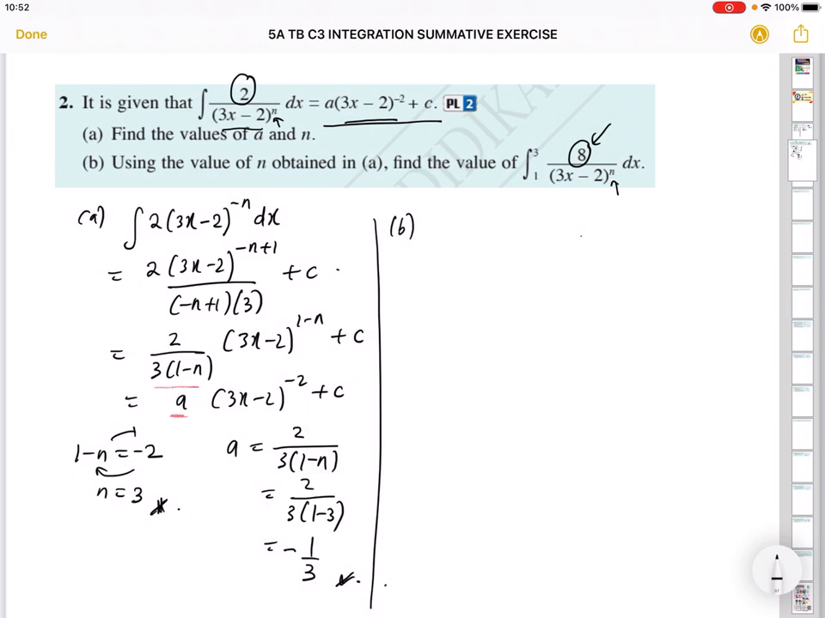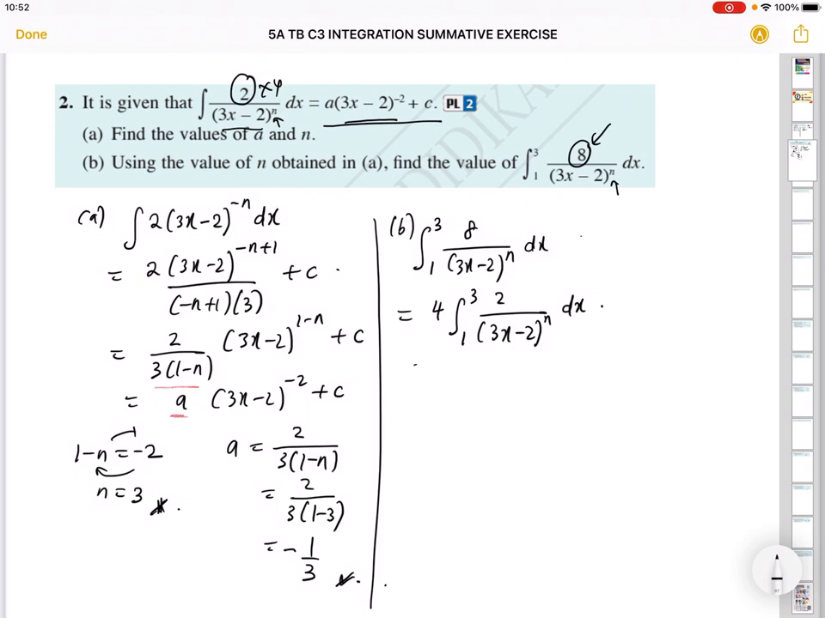So I need to use a result, right? Now we know that 1 to 3, 8. Okay, maybe I write this down first. We know that to go to 8, the 2 I have to times 4. To go from 8 back to 2, I have to factorize it. So you take out 4, 1 to 3. This will be 2 of 3x minus 2 power n dx, right?